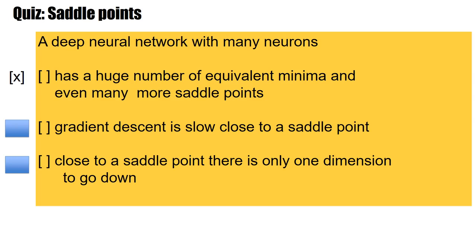Second statement, in a deep network, gradient descent is slow, close to a saddle point. Yes, this is always correct. And close to a saddle point, there's only one dimension to go down. Well, this is not correct. Most of the saddle points are higher order saddle points. Then there are many dimensions, many directions in which gradient descent can escape, and it will escape towards lower saddle points or lower minima.